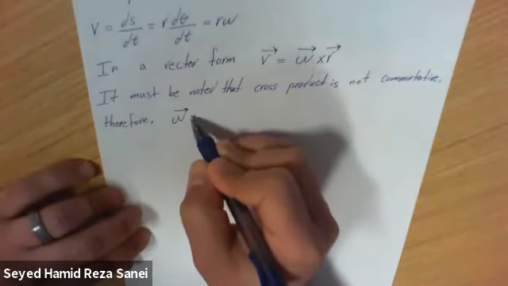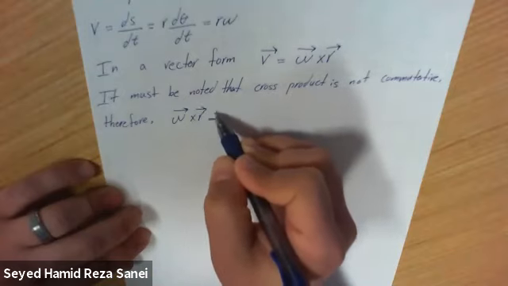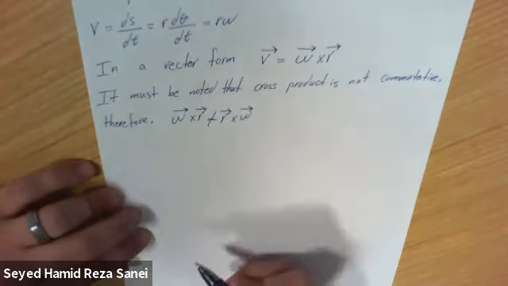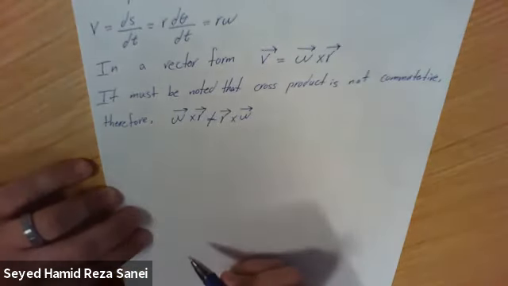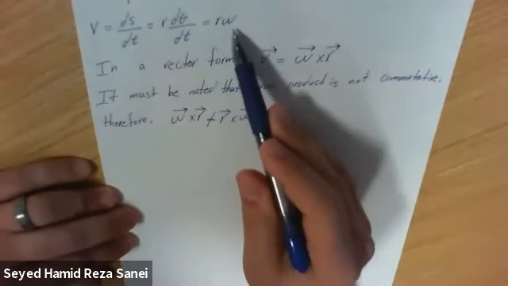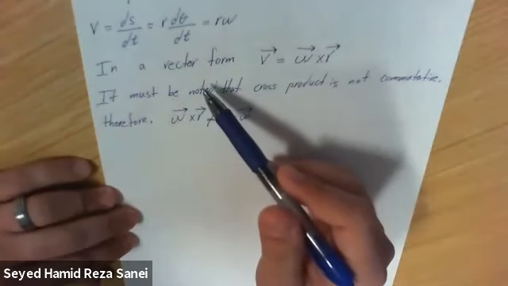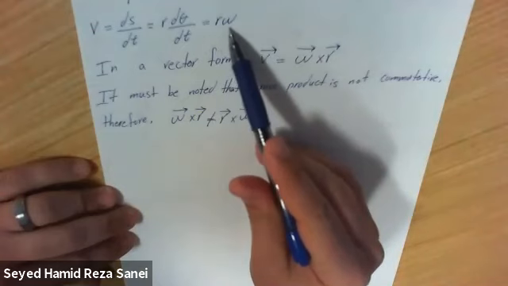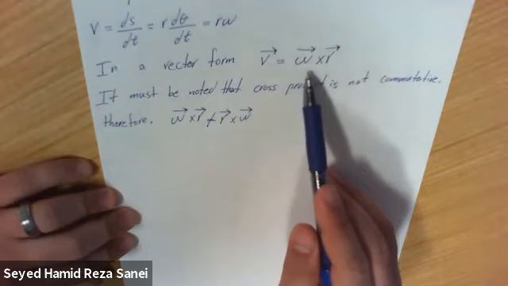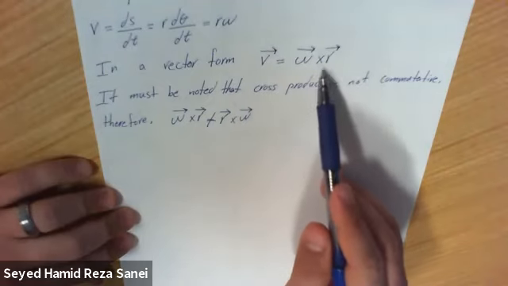Omega cross r is not the same as r cross omega. That's a common mistake I see students make. They change the order, r omega, because we usually write r omega when we are dealing with a scalar form, but in vector form it is omega cross r, and it matters which one you write first.